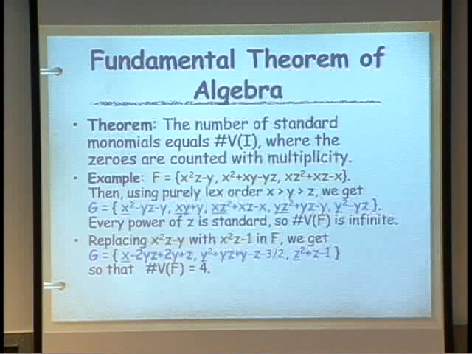On the other hand, if we make a small change, if we take the first input equation, x squared z minus y, and we replace it by x squared z minus 1, then we get a different reduced Gröbner basis. Now the leading terms are x, y squared, and z squared. So there are only 4 standard monomials. 4 is a finite number, so we conclude that there are 4 solutions. Okay, so that was the answer to your question.